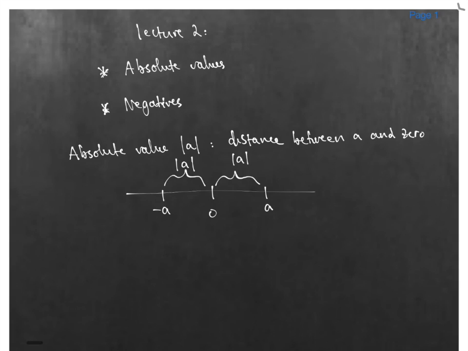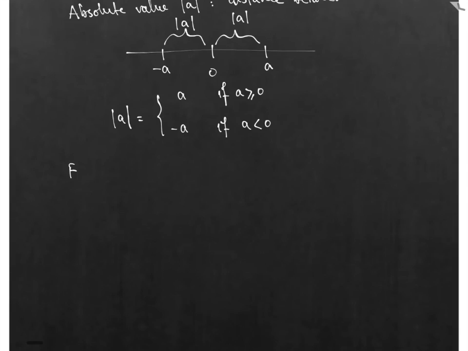So the formal definition of the absolute value of a is that it is equal to a if a is greater than or equal to 0, and equal to negative a if a is less than 0. Let's do some examples. The absolute value of 0 is equal to 0. The absolute value of a negative number, negative 2, is actually equal to 2.